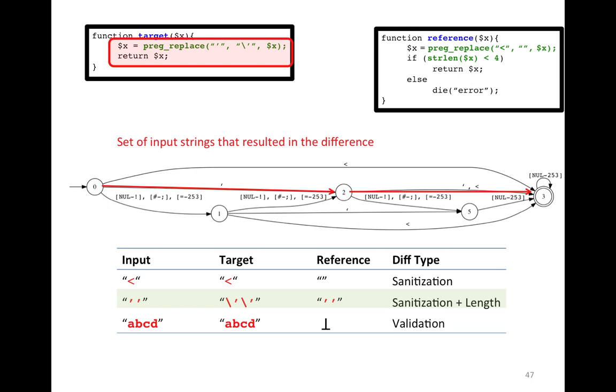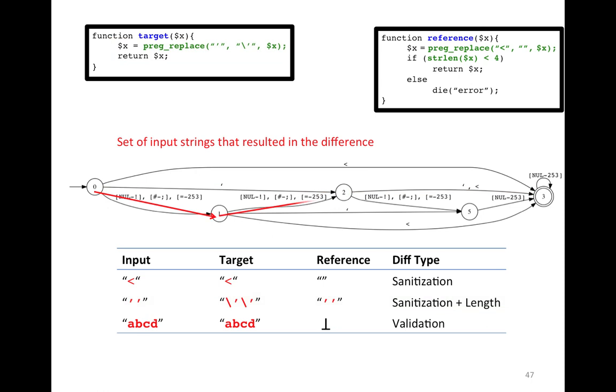Or actually, there are no strings that are output by the reference that have the same length as these strings that are output by the target. There are no strings output by the reference that have the same length, like 4 here, as those output by the target. And the reason is that the sanitization on the target messed up the length, while the reference only constrained the length of its output using this.